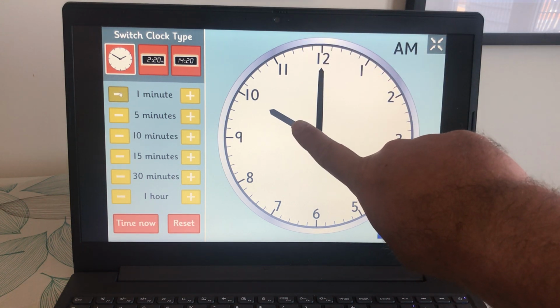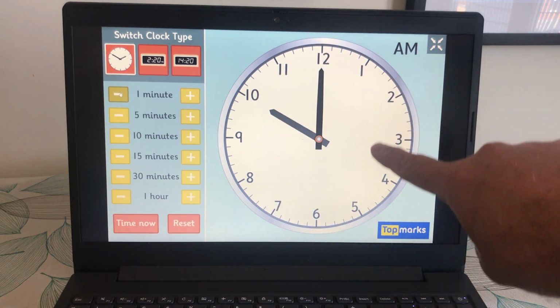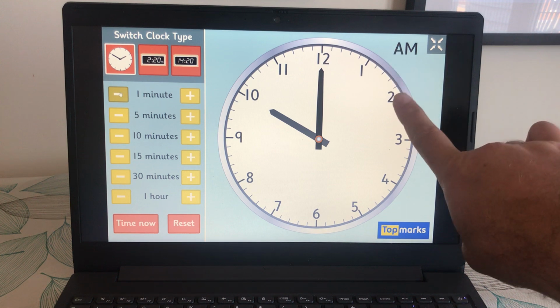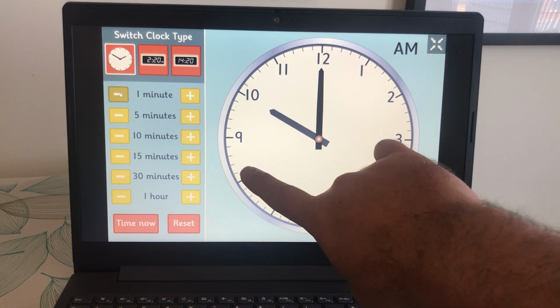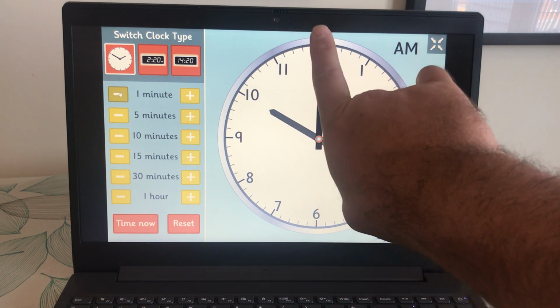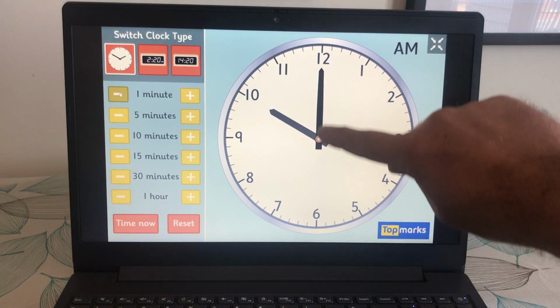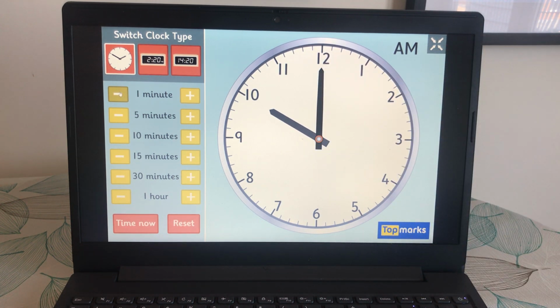The hour hand uses the numbers on the clock. So these numbers are hours, okay? And we've got 12, 1, 2, 3, 4, 5, 6, 7, 8, 9, 10, 11, 12, okay? Those are the hours.